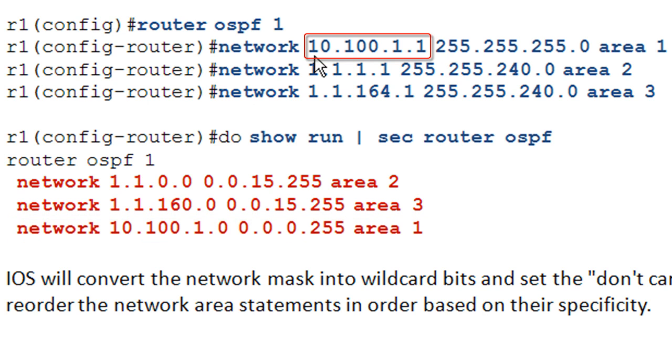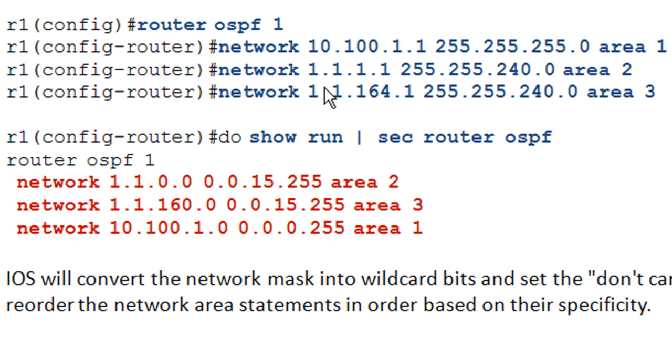The other thing you might notice here is that it's going to go ahead and just put a 0 in for any don't care bits in the network mask too. So while we put in 10.100.1.1, it only uses 10.100.1.0 because it's saying, I only care about the first 3 octets. This 255 means I don't care about the last octet. So that's actually kind of nifty.